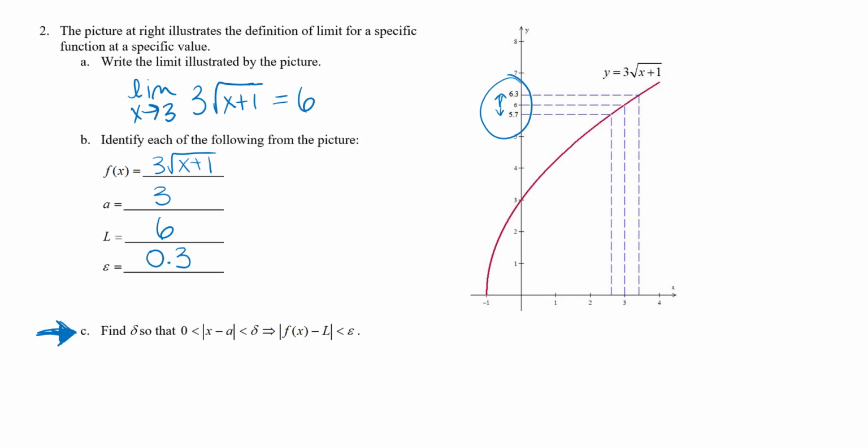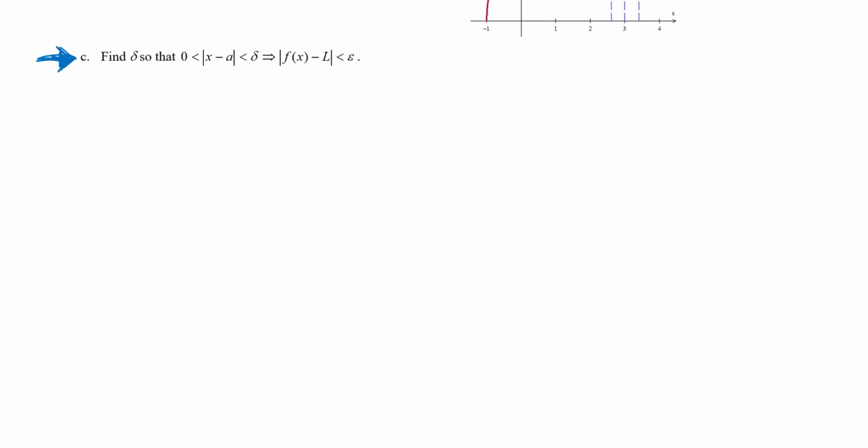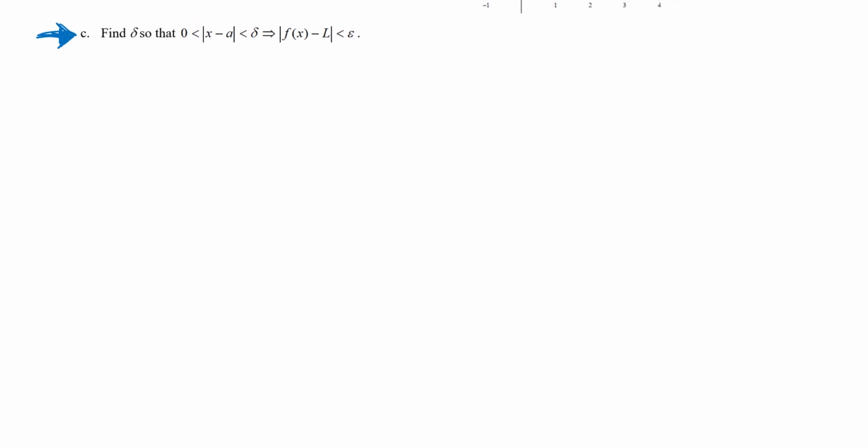Now we need to find the delta that makes this implication true. So we're going to scroll up and do a bunch of algebra. I'm going to go ahead and write the problem out here, just like we did with the last one. We really have two inequalities to work with.